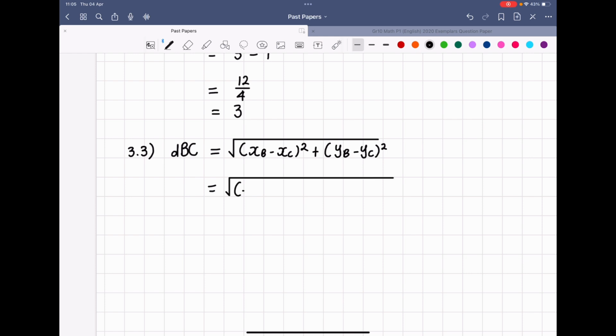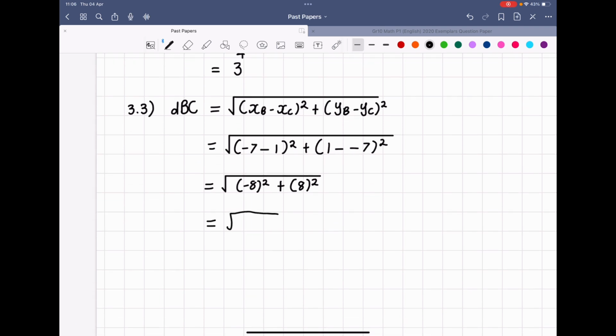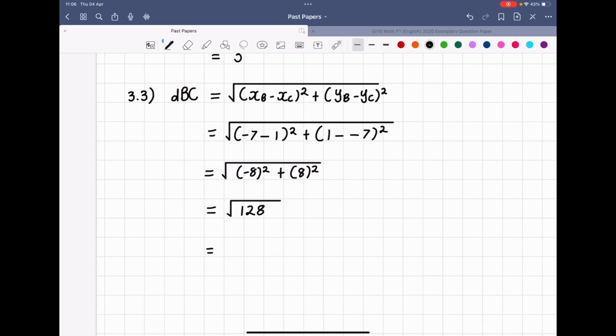So B was the point -7 for x, and C has +1, so I've got minus +1 for the x of C squared, plus y of B was 1, and minus the y of C, which was -7 squared. So the first bracket, I'm going to have -7 minus 1, which is -8 squared, plus the second bracket, 1 minus -7, those two minuses become positive. So I've got 1 plus 7, which is 8 squared. And then I've got 64 plus 64, which is 128, square rooted, and I can simplify that to be 8 root 2.